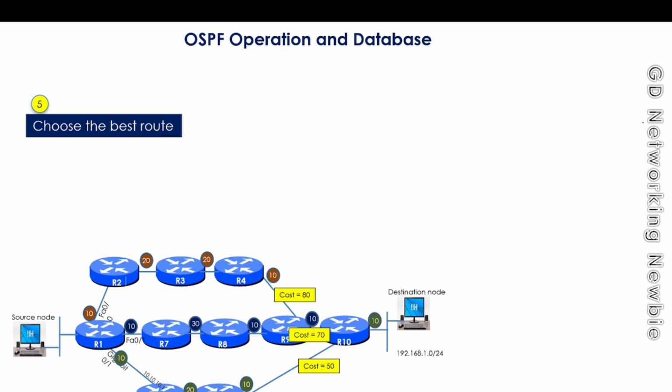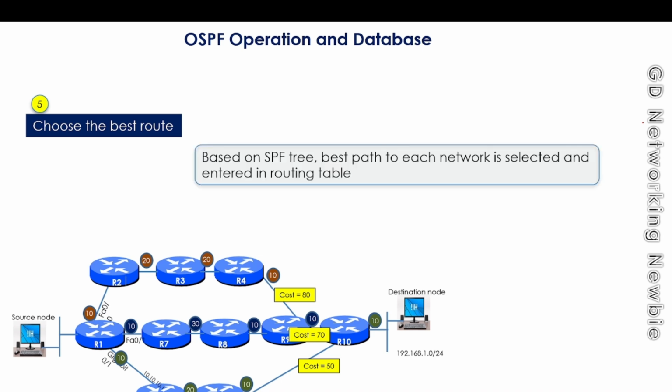They create this shortest path first tree like this, and once they have created it, they will be choosing the best path. Based on this shortest path first tree, the best path to reach each network is selected. Every router individually will be calculating it, and they will be selecting the best path to every other network. For example, if we focus on this router, it will have a best path to reach maybe this network, this network, and maybe this network.